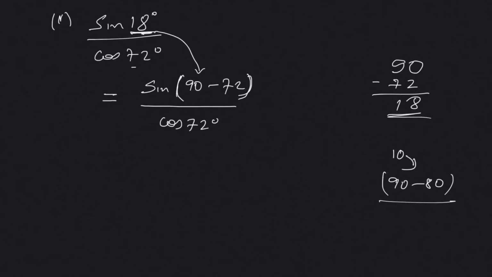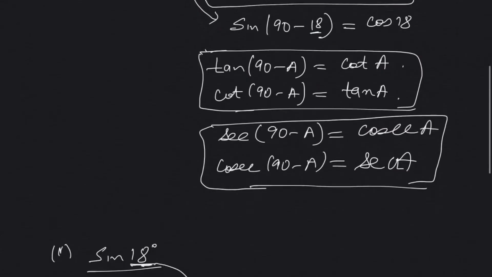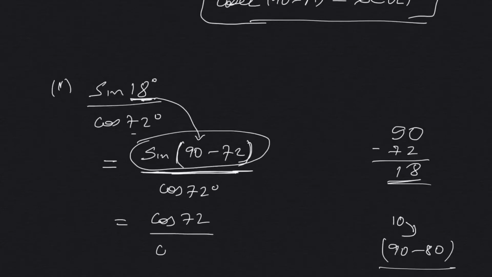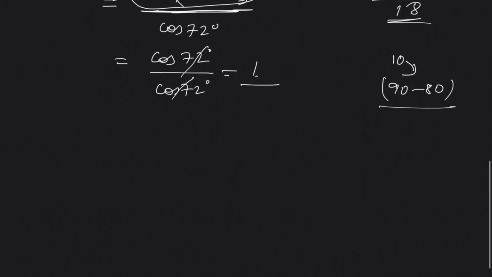Now from our relation, we know that this is nothing but cos 72, right? And then we have cos 72 again in the denominator. So we simply cancel it, and the answer is 1. So easy, right?